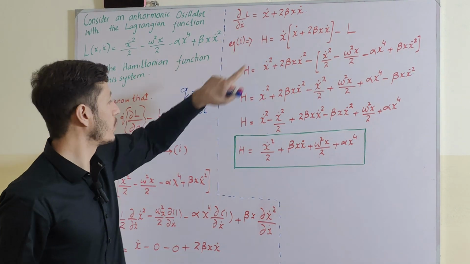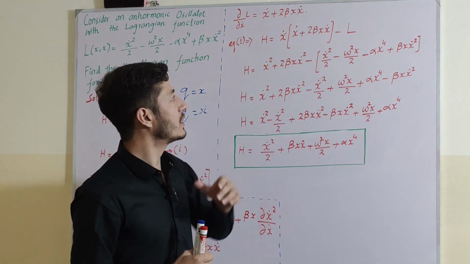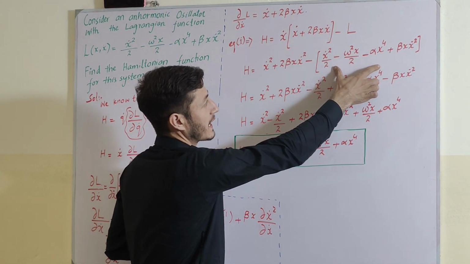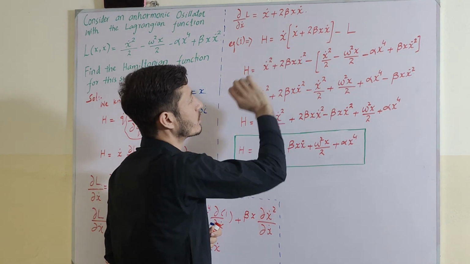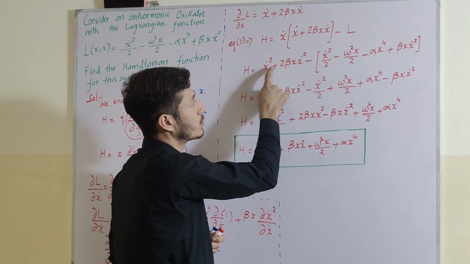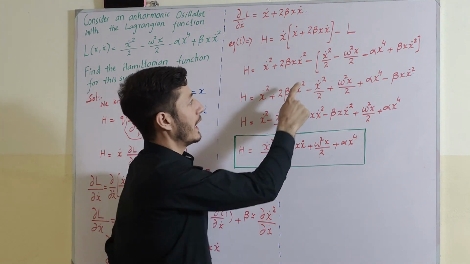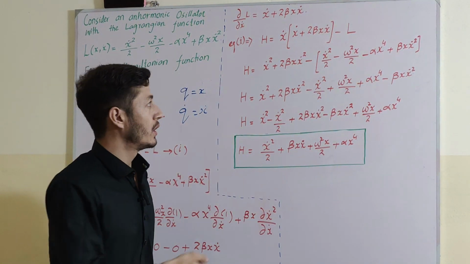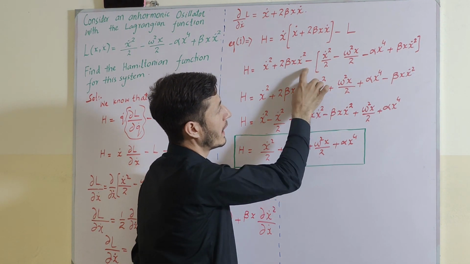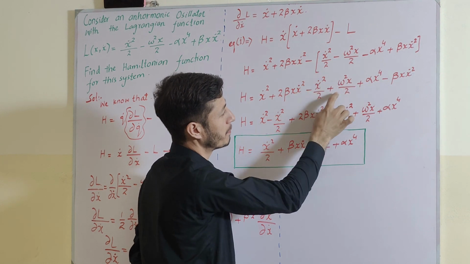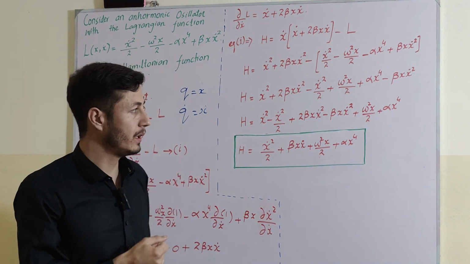We have to place this value in the original formula. So by placing this in the original formula and also placing the Lagrangian function as it is, multiplying it with x dot, it gives us x dot square plus 2 beta x x dot square, and then minus multiplied with the Lagrangian function. When minus is multiplied, it gives us minus x dot square by 2, and this will become positive, this will also become positive, and the final term becomes negative.